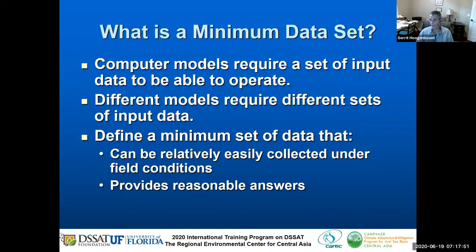So the challenge really is to determine how much data will be required to actually run a model.